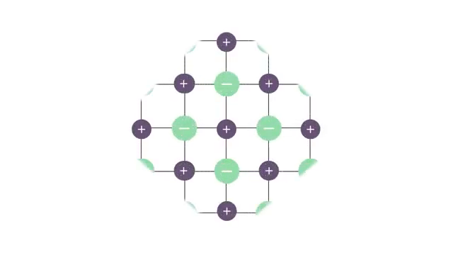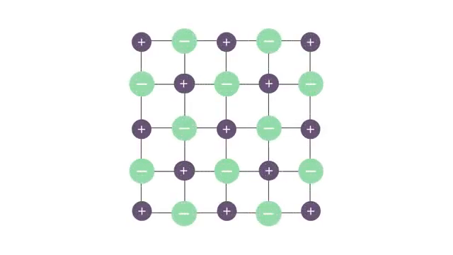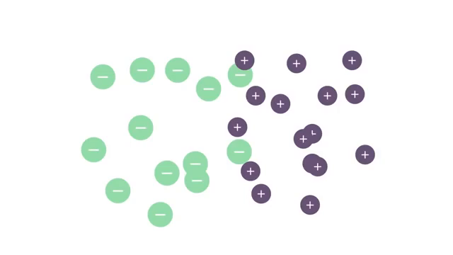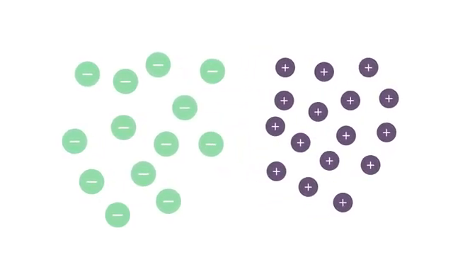overcome these attractions. When we apply a force, it breaks the regular repeating pattern of oppositely charged ions, causing ions with like charges to come close to one another. The ensuing repulsion breaks the lattice structure.